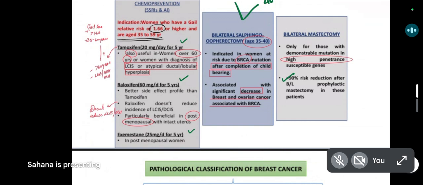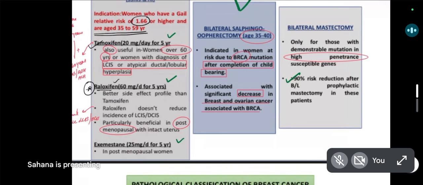So this had agonistic action on uterus. That is why this is uterine safe. You won't get hyperplasia, dysfunctional bleeding, and increased risk for endometrial cancers in raloxifene. Then bilateral salpingo-oophorectomy. Once the patient has completed her family, especially those who are breast cancer survivors or on treatment, you have to encourage them to undergo bilateral salpingo-oophorectomy.